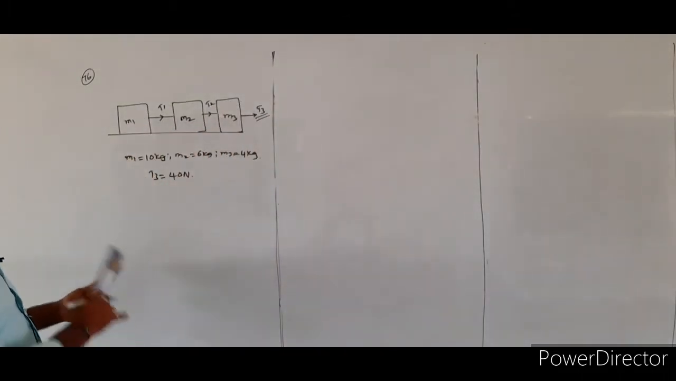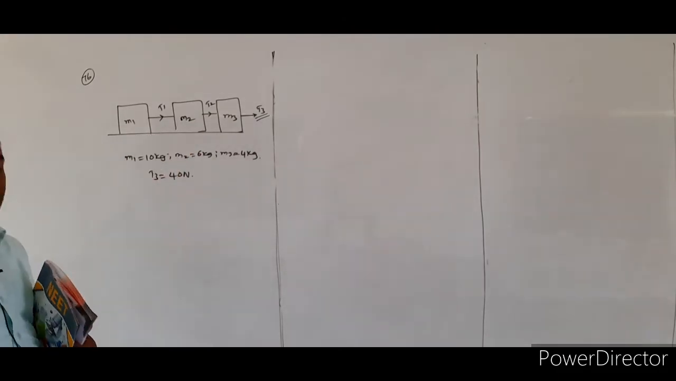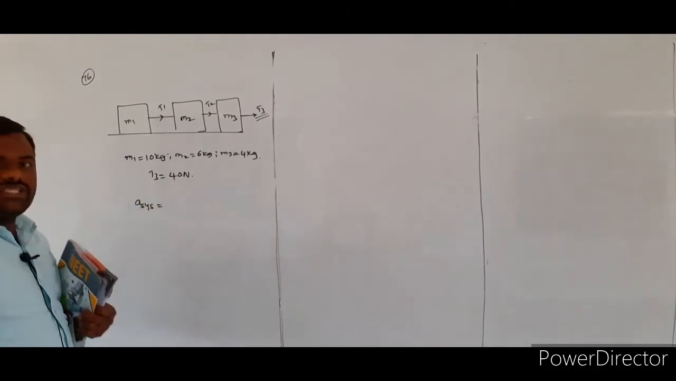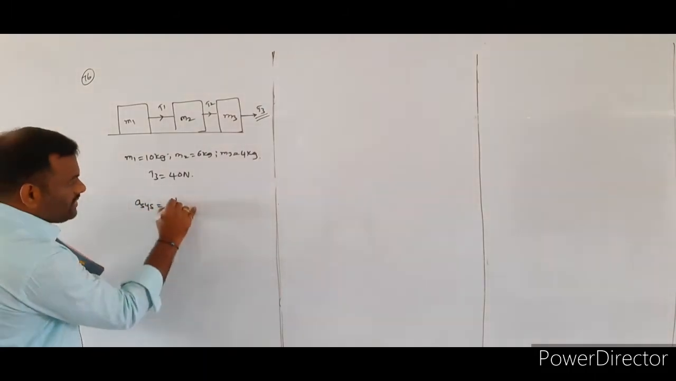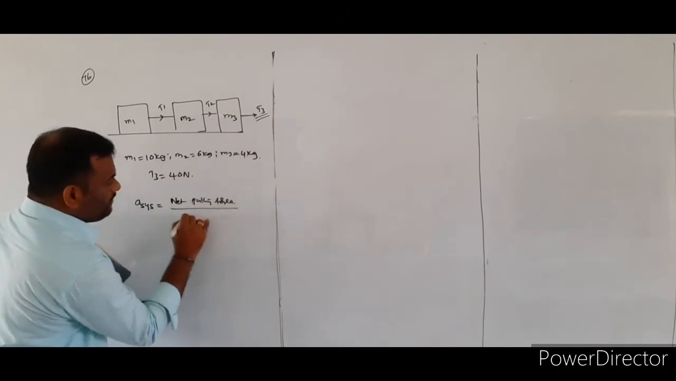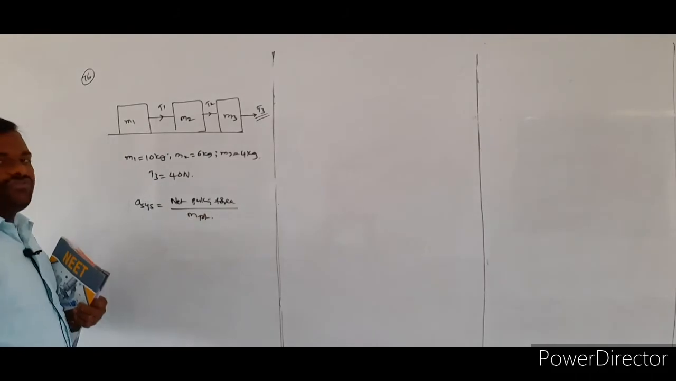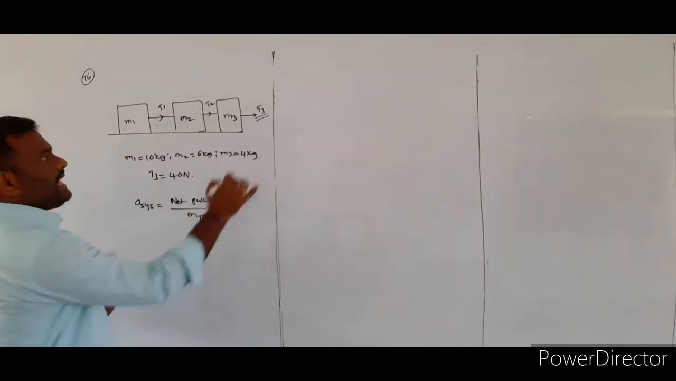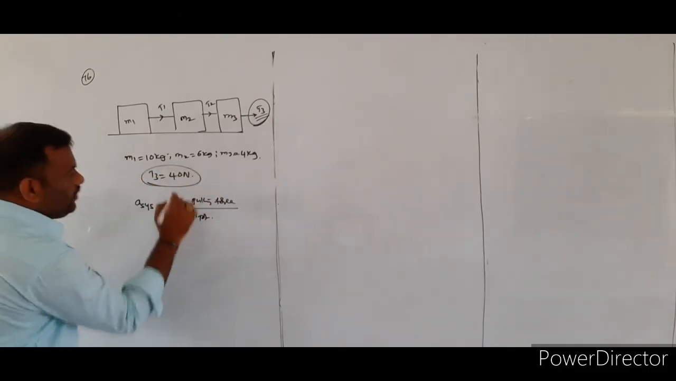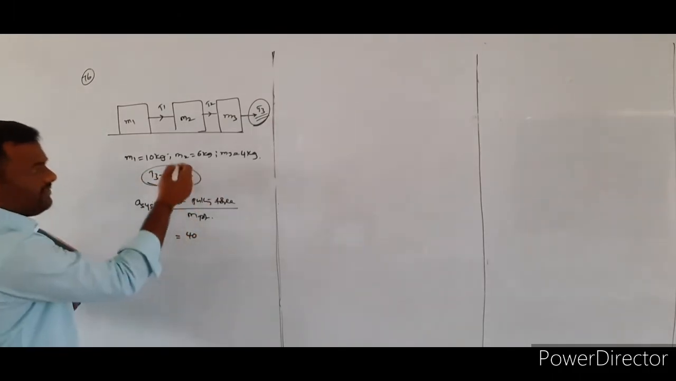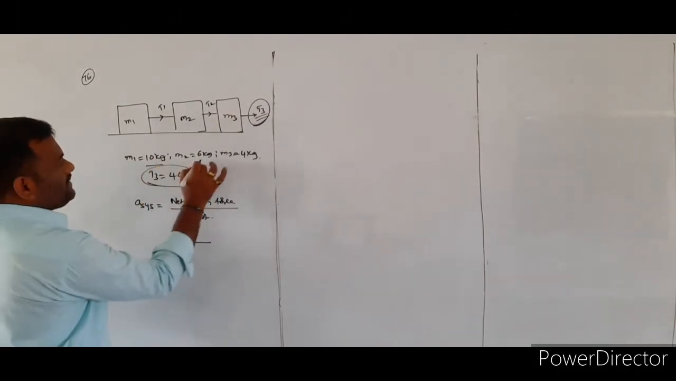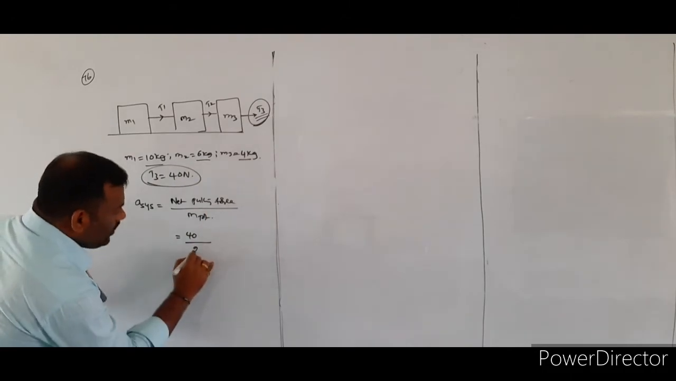Already I told you, whenever the connected bodies concept is given, first you calculate the acceleration of the system. Acceleration of the system is equal to net pulling force by total mass. From this diagram, T3 is the pulling force, its value is 14 Newton, by the total mass, 10 plus 6 plus 4, that value is equal to 20.